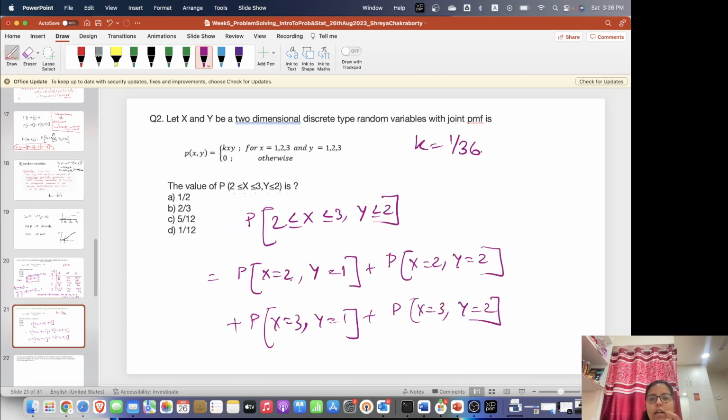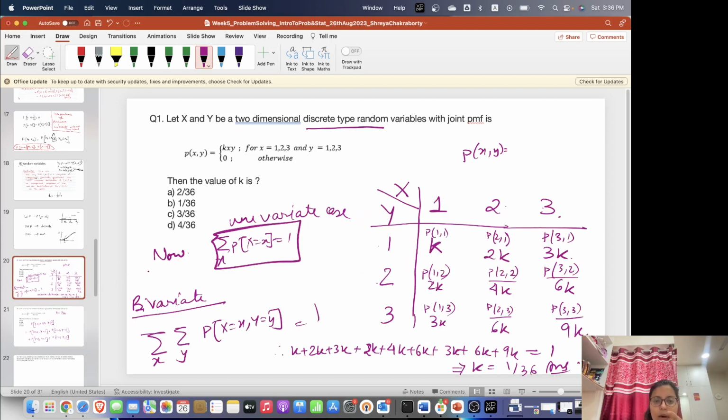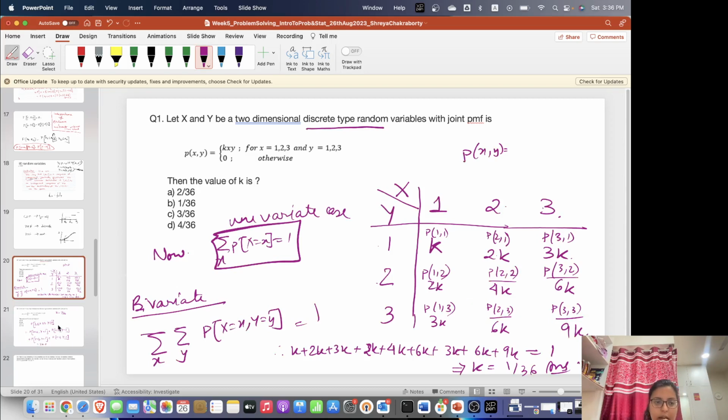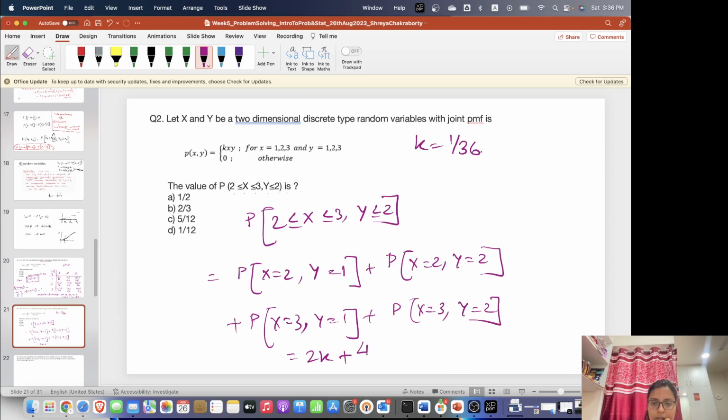Okay, so x equal to 2, y equal to 1 is how much? 2k, plus x equal to 2, y equal to 2, we have 4k, plus 3k plus 3k, 6k. So this will be 15k. So it will be 15 by 36. So the answer is 5 by 12.